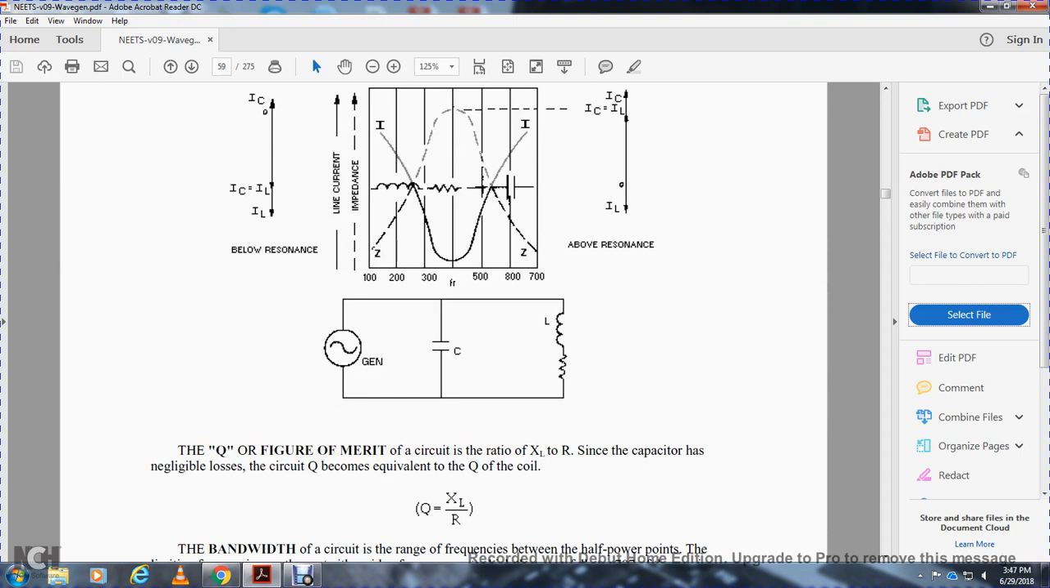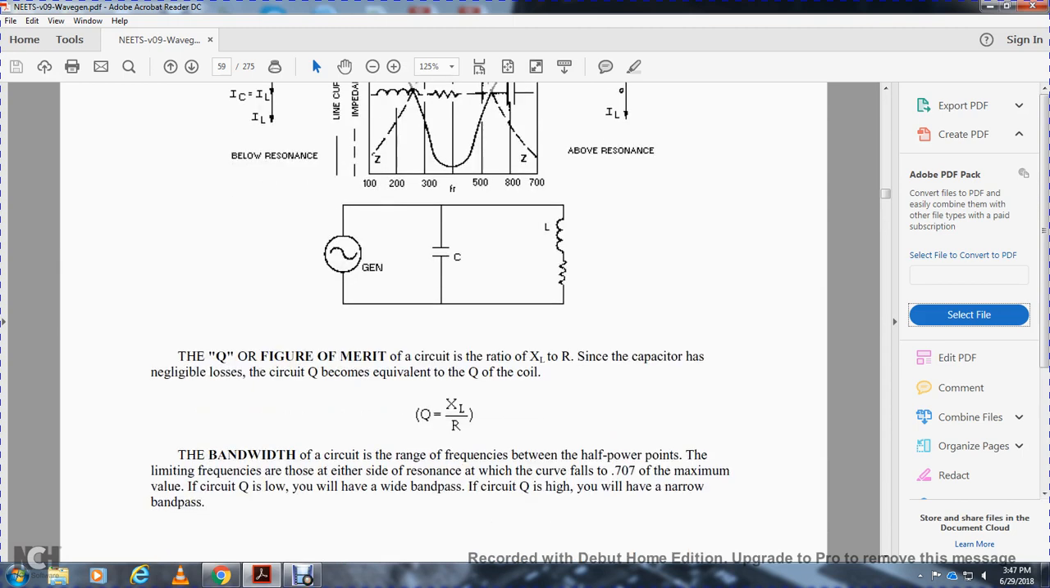The figure of merit, or Q, of the circuit: the inductive reactance is large relative to the resistance, and the resistance of the capacitor is negligible, so the figure of merit becomes equivalent to the Q of the coil. The Q is equal to the inductive reactance over the resistance. The bandwidth of the circuit is the range of frequencies between the half power points. These limiting frequencies on either side of resonance fall at 70.7 percent of the maximum value.